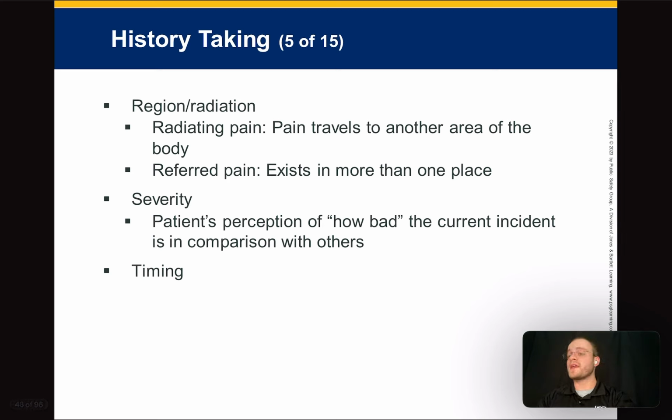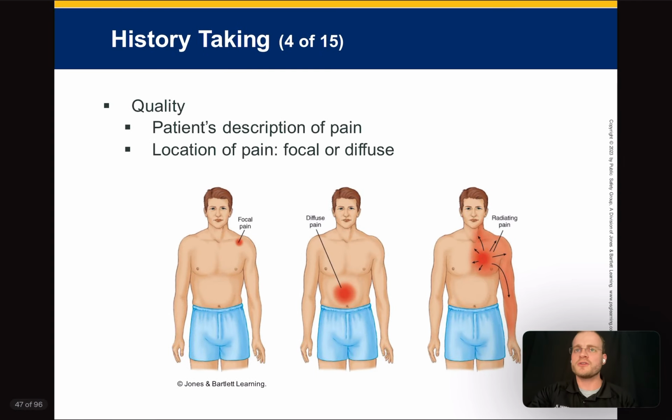So radiation. Radiating pain is pain that travels from one area to another, right? So you could have chest pain that radiates into your jaw and your arm. Okay, that's radiating pain. Now, referred pain is a little different. This is pain that exists in more than one place. So I'll just draw this on this guy. Let's say he's having abdominal pain, right? Let's say he's bleeding from his spleen. Okay, spleen is on this patient's left side. So he's bleeding from the spleen over here. Well, we tend to feel this up into our neck.